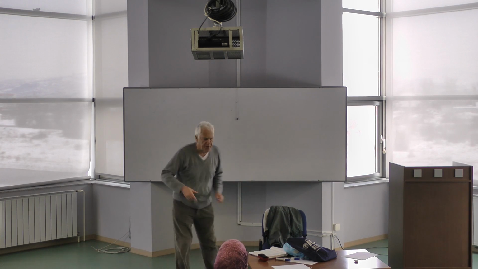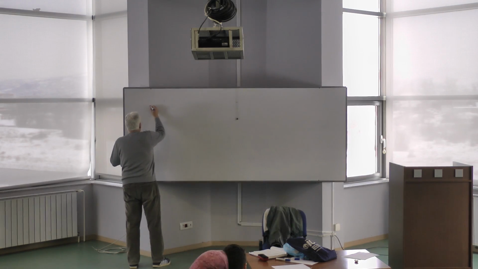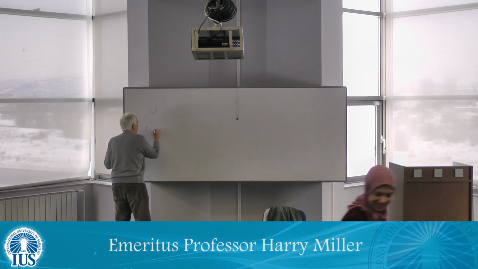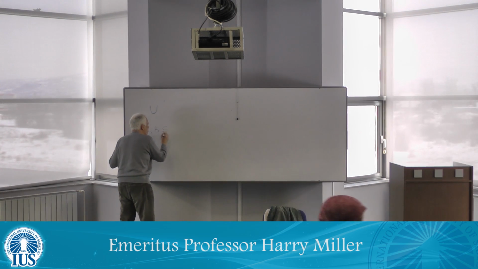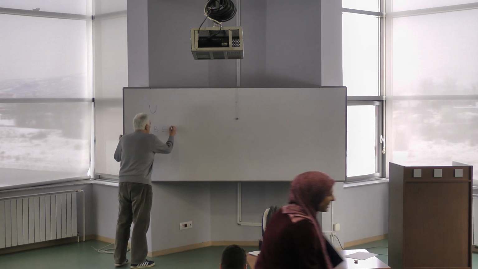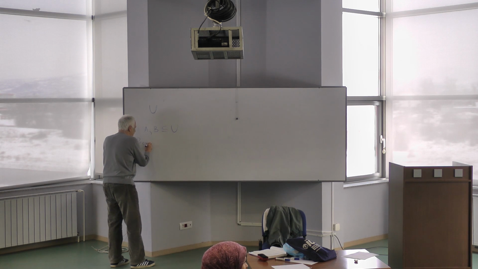So U is our universal set, you know. U. And A and B are subsets of the universal set. This is subset, right? Here's what I want you to prove. This I will prove.